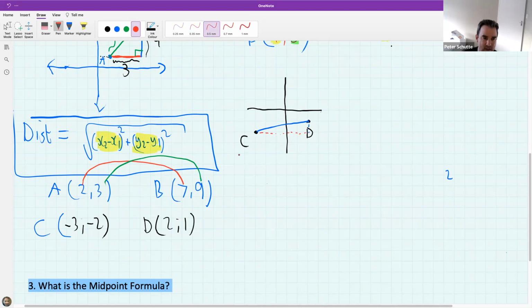So let's see, C is -3, -2, and D was 2, 1. Oh, sorry, it's not 2, 1, it's 2, -1. Guys, can you see how I made a little bit of a boo-boo there? That should be 2, -1. My apologies. You can clearly see this D is below the x-axis.